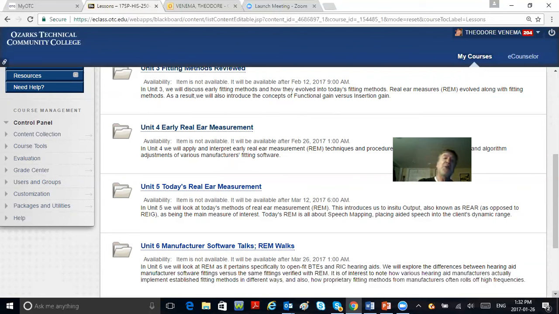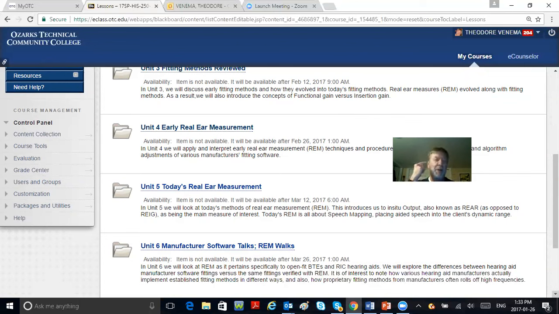And yesterday's real ear was always real ear, unaided response. And then they put the probe in, real ear, unaided response. And then they put the probe in and they put the hearing aid on top of the probe, real ear, aided response. And then real ear, aided response minus real ear, unaided response gave you real ear insertion gain. That's yesterday's way of doing real ear. We don't do it like that anymore.